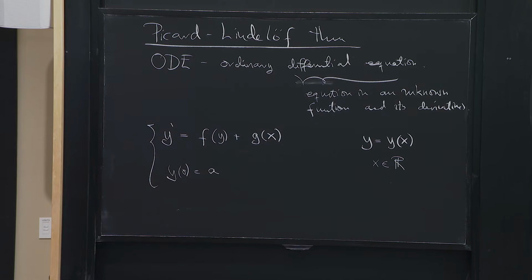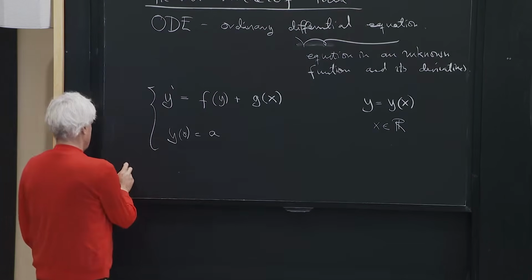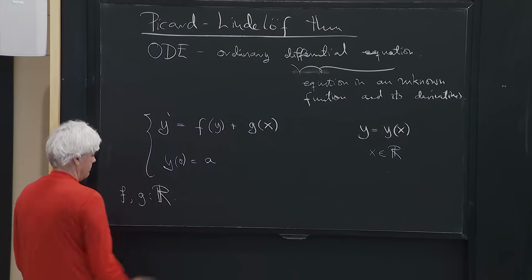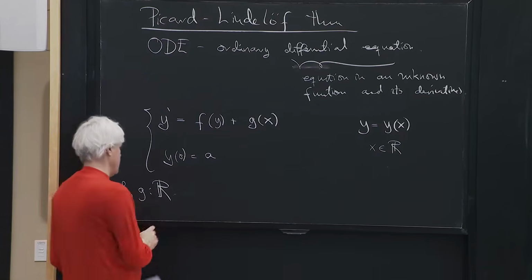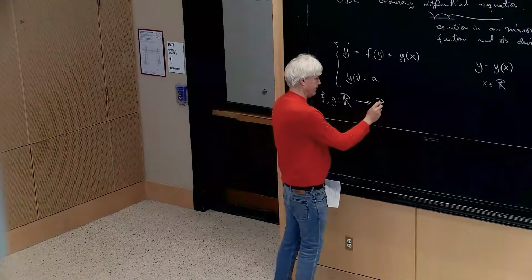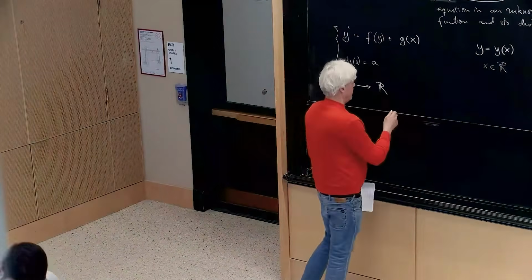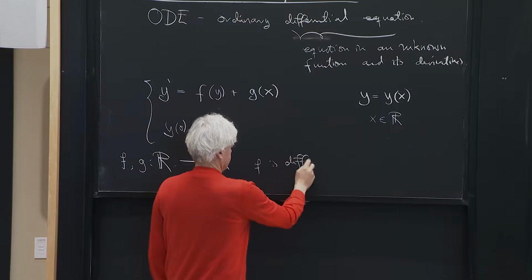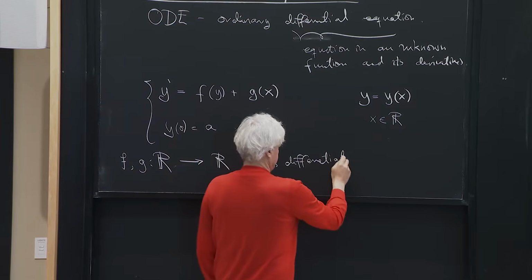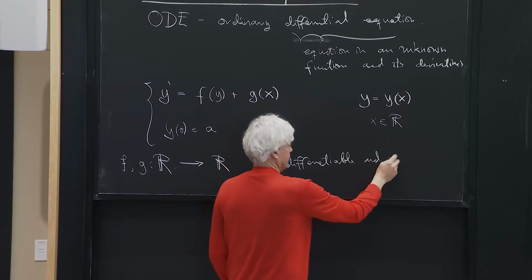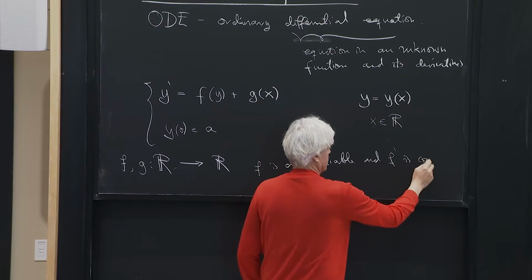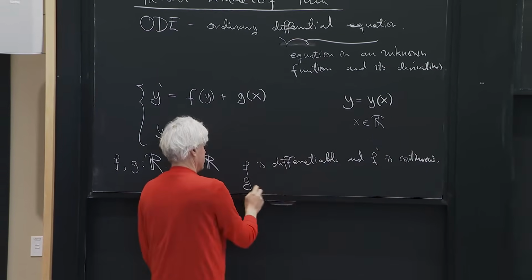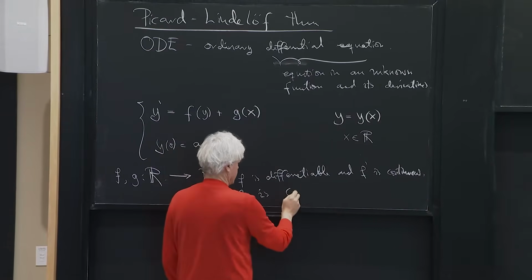So this is the differential equation, and what we assume here is, f and g are functions on R, and you should think about those as being known, and f here is differentiable, and the derivative is continuous, and g is just continuous. It doesn't need to be differentiable.